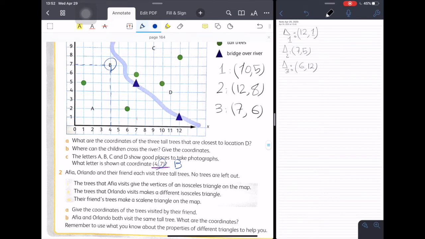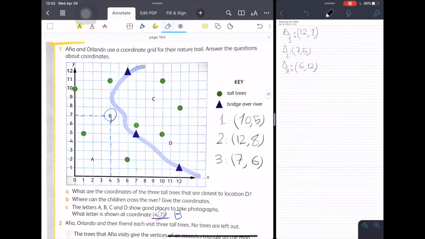Afia, Orlando, and their friend each visit 3 tall trees. No trees are left out. So each of them is visiting 3 trees. No other tree is left out. The trees that Afia visits give the vertices of an isosceles triangle on the map. Okay, so let's find the 3 trees that can form an isosceles triangle.